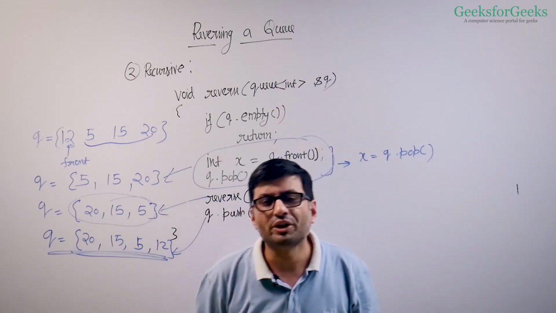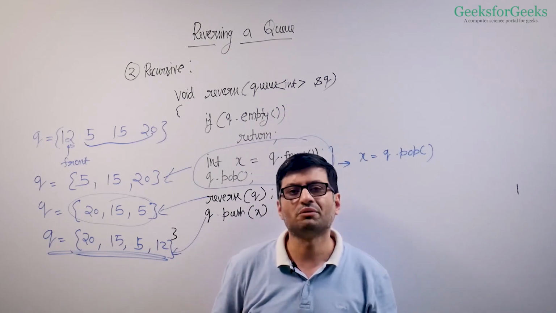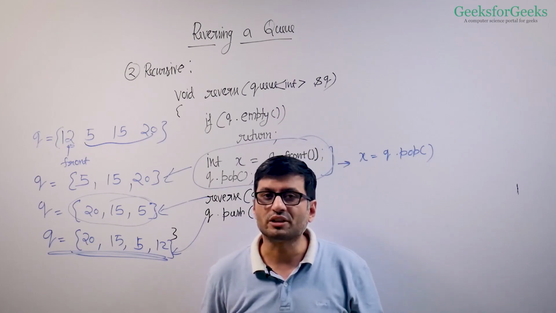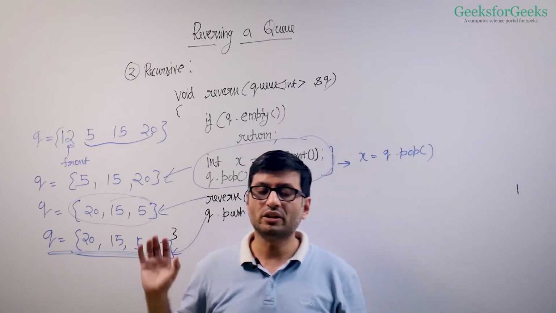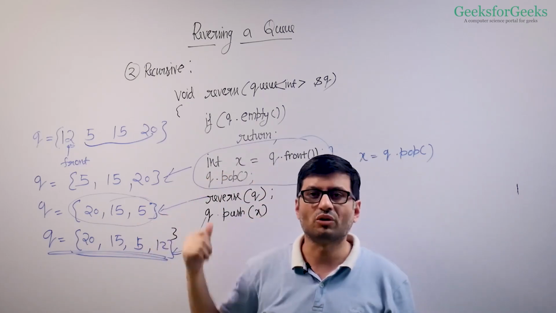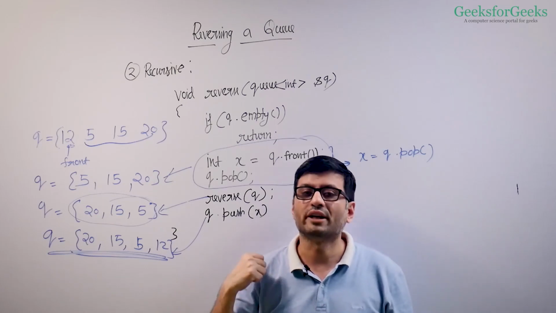So in this video, we talked about reversing a queue, we talked about an iterative solution, then we talked about a recursive solution. This is an interesting question where you use queue and stack both. Please note that even in the recursive solution, we are internally using a stack. That's the function call stack that we are using. In the iterative solution, we were using our own explicit stack.